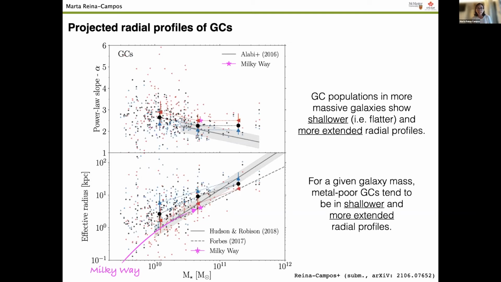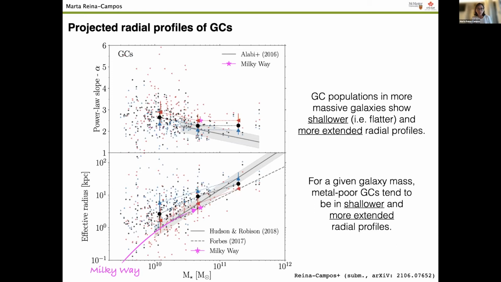What we see is that more massive galaxies host globular cluster populations that are shallower and more extended, as we see in observations. And when we focus on a given galaxy mass, we also see that metal poor globulars tend to also be in shallower and more extended radial profiles. And this is exciting, or at least encouraging, because these are exactly the same trends that we see in observations. And so it gives us some assurance that the spatial distributions of objects in our numerical simulations are actually a good representation of what we have in the real universe.